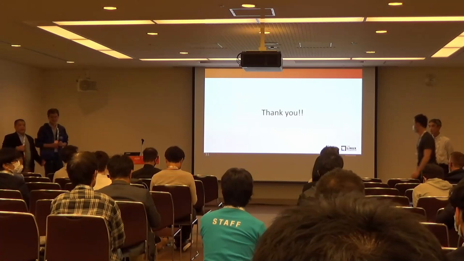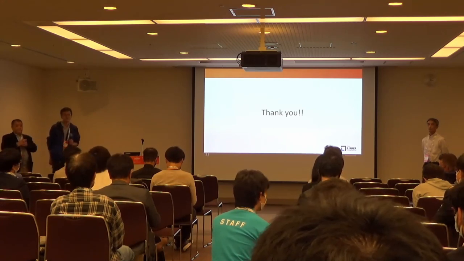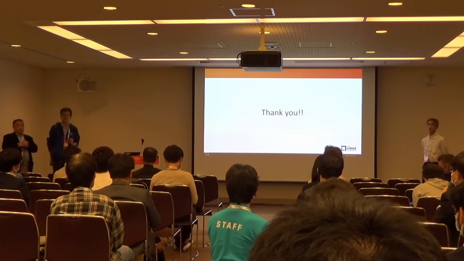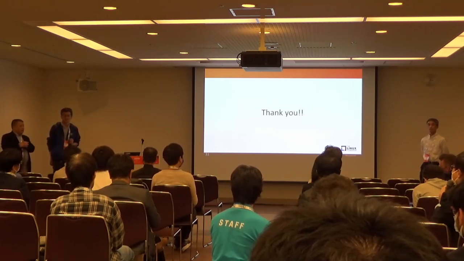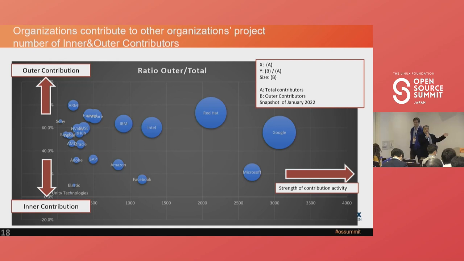Thank you for the nice presentation. My question is, when you try to measure the contribution, do you measure by the number of lines of source code, the number of commits, or the number of contributors? I'm a bit confused about that. Oh, okay. In this case, we analyze by contributors. We also analyze by commits, but in many cases the figures are almost the same. So in this presentation, we use the contributors' view.